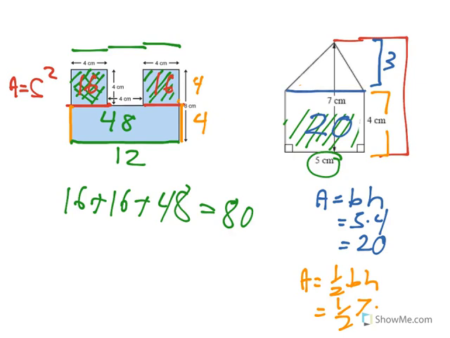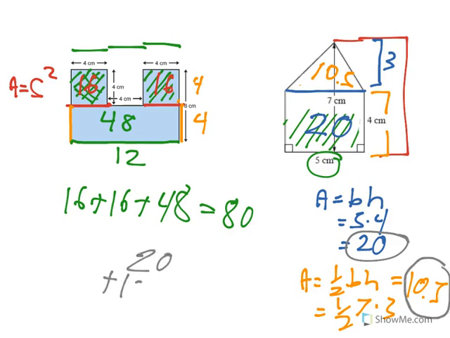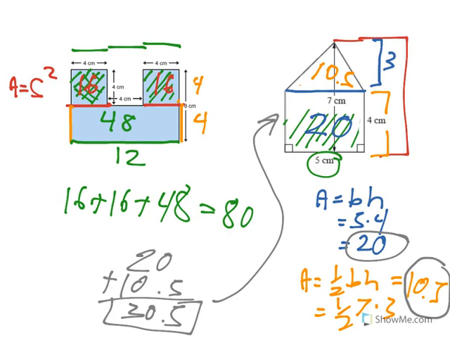So we're going to have 1/2 times 7 times 3. That would be 1/2 of 21, and we get 10.5. So our answer is 10.5. That is the area of the top triangle. Now all we need to do is add them up. So 20 plus 10.5, 30.5 is the area of this compound shape that includes a triangle and a rectangle.